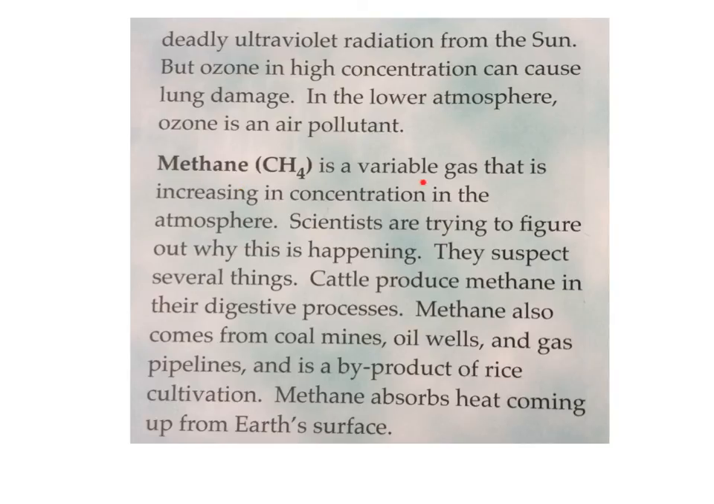Methane is a variable gas that is increasing in concentration in the atmosphere. Scientists are trying to figure out why this is happening. They suspect several things. Cattle produce methane in their digestive process. Methane also comes from coal mines, oil wells, and gas pipelines, and is a byproduct of rice cultivation. Methane absorbs heat coming up from Earth's surface.